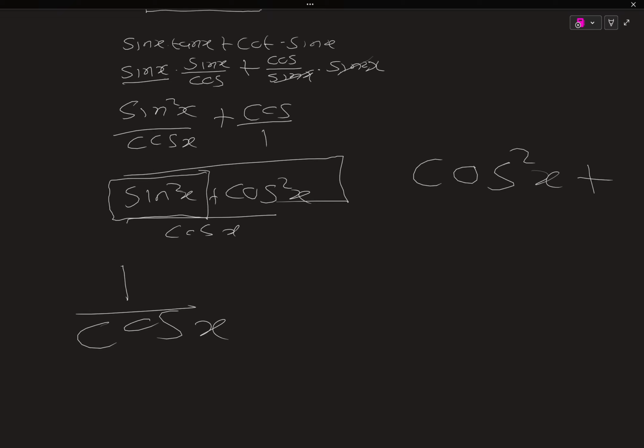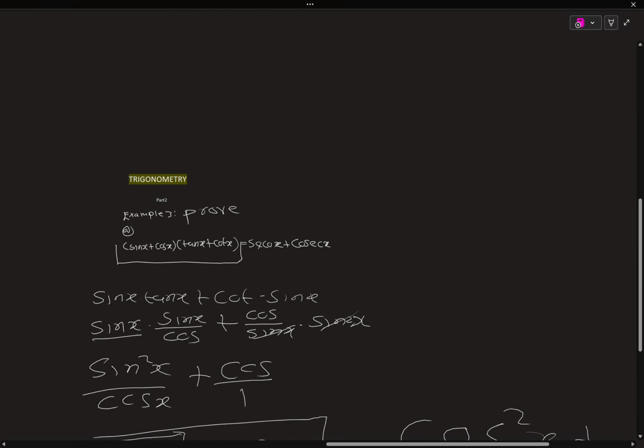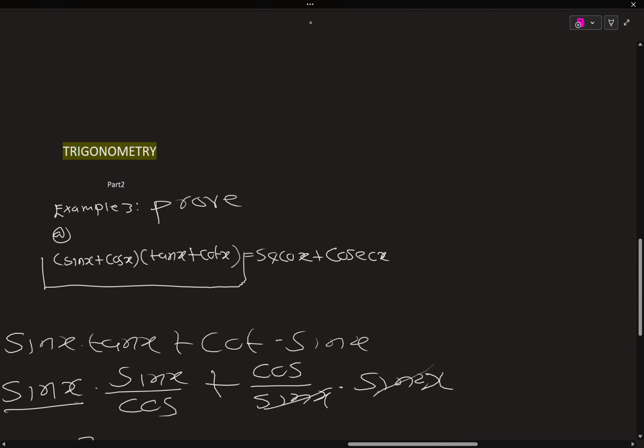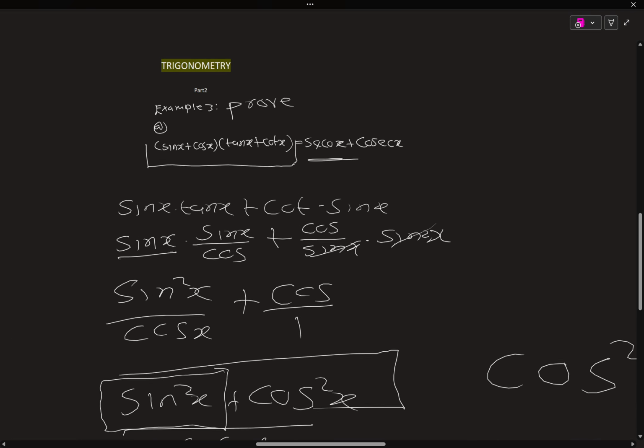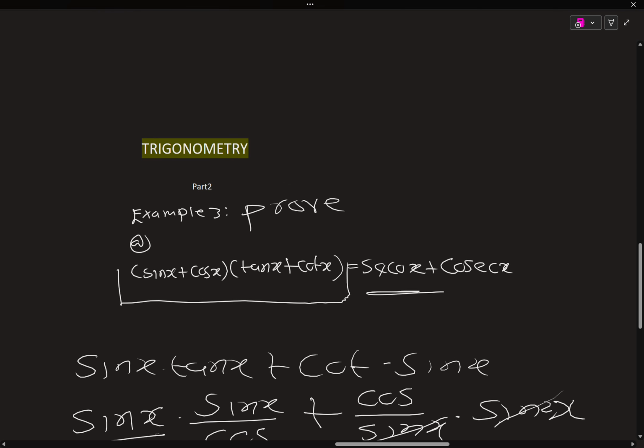Under reciprocal, we said 1 over cos x is simply sec x. So we have found our first part of this expression, which is that one there, right? Let us continue. That was our part 1. We continue with our part 2.